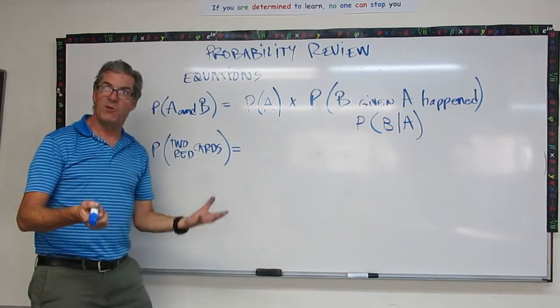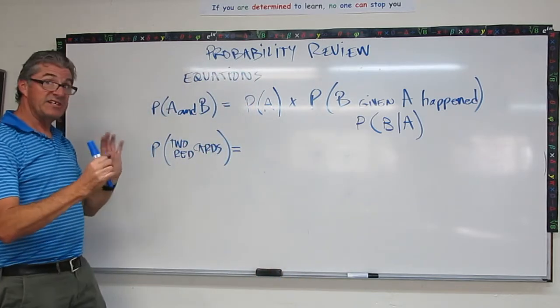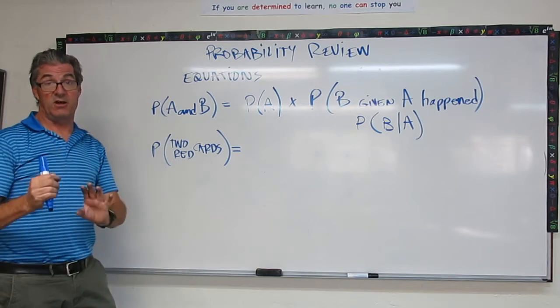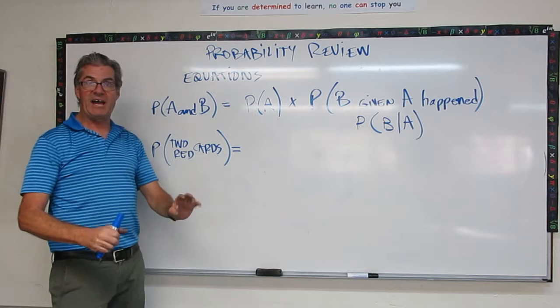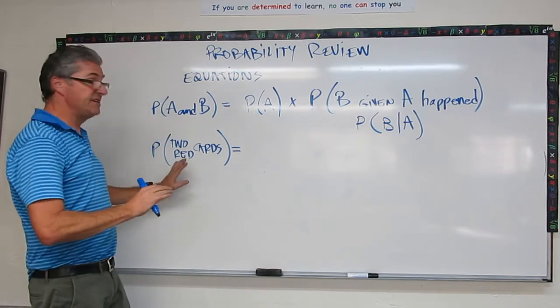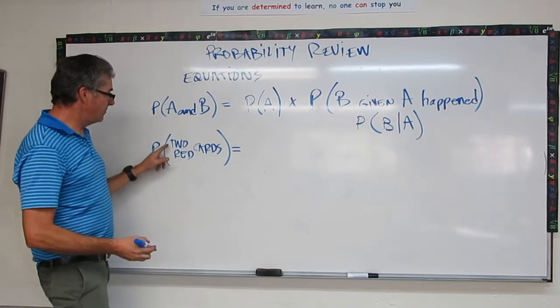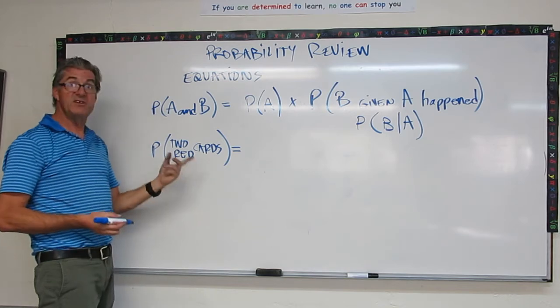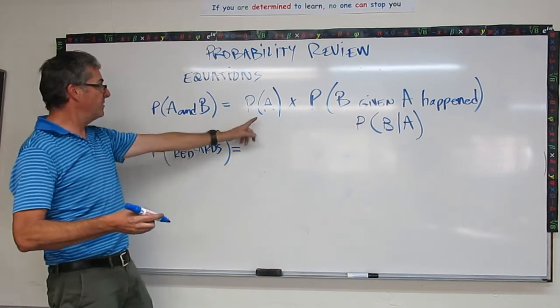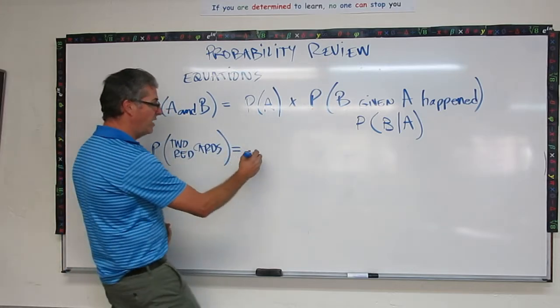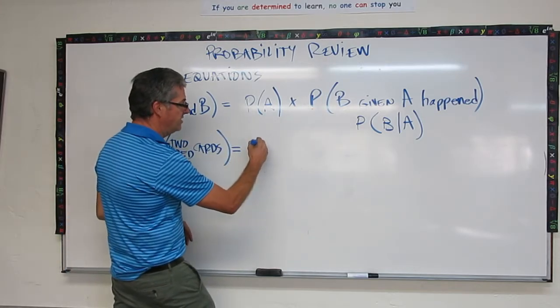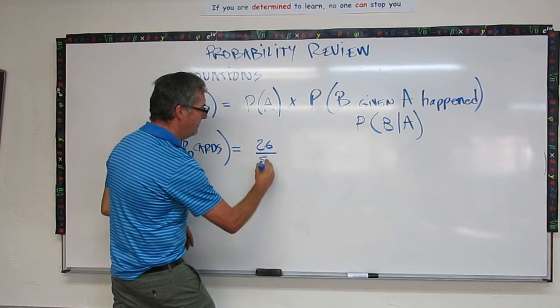Okay, let's do an example for one of these types. I've got a standard deck of playing cards. 52 cards, 26 red, 26 black. That's all you need to know to analyze this problem. Okay, so the probability of drawing 2 red cards. So it's just the probability of event A times B given that A happened. So the first one is going to be 26 over 52.